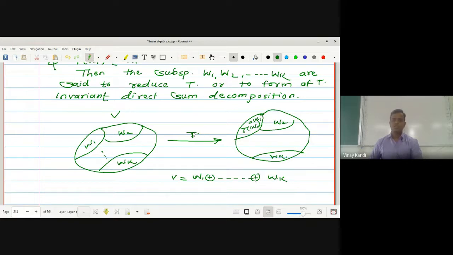Okay, T ला reduce करते हैं. Okay, on W1, W2 up to so on WK, to form the invariant direct sum decomposition. Okay, या V ला decomposition करते हैं. कशामध्ये direct sum. Okay, and each subspace is invariant under T.